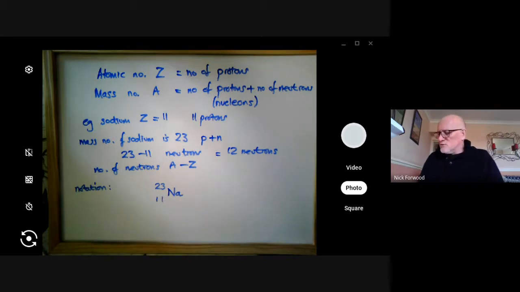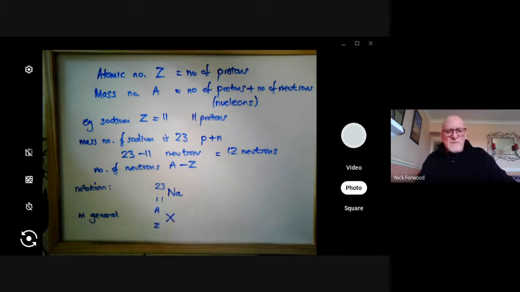So this is what's called notation, nuclear notation. And it says how many protons and neutrons, write the number at the top, how many protons, write the number at the bottom. And we can do this for any element we like. So in general, that was just for sodium. In general, if we've got an element X, whatever it is, mystery element X, we put A at the top and we put Z at the bottom.